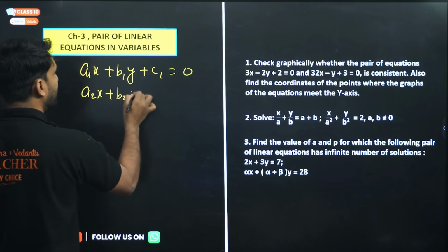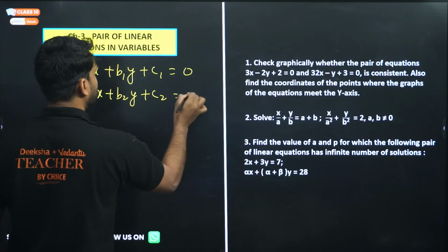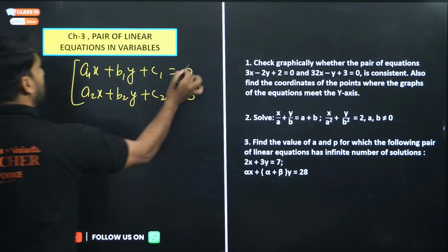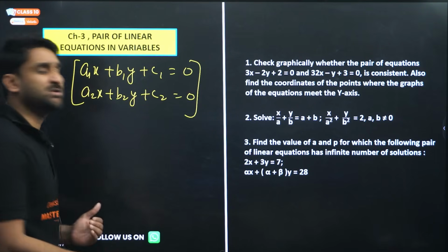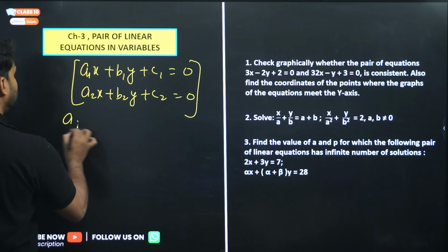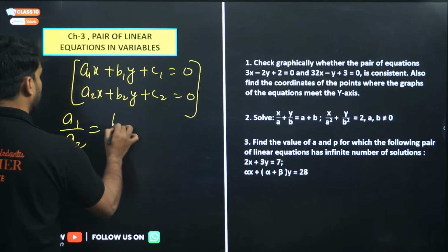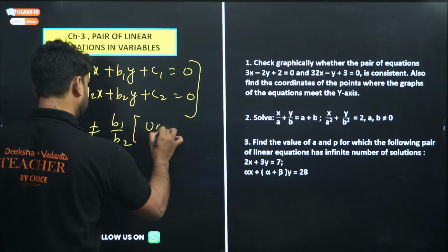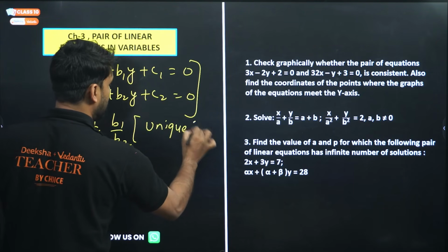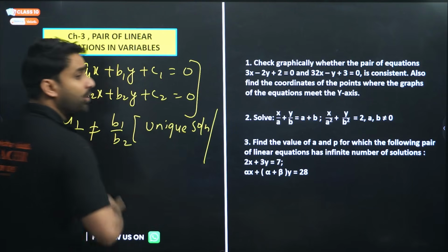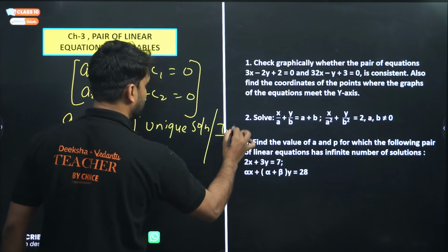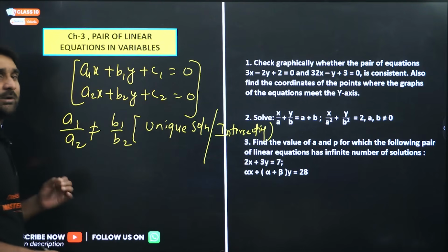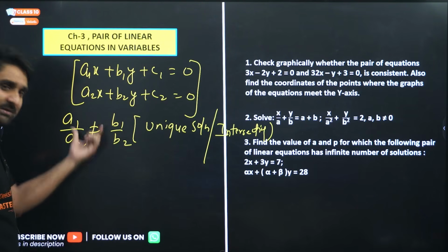a1x plus b1y plus c1 equals to 0, a2x plus b2y plus c2 equals to 0. So particularly in this chapter, you might get word problem questions and the coefficient comparison. If a1 by a2 is not equal to b1 by b2, you all know a unique solution will be there. Exactly one solution will be there, and on the graph, intersecting lines will be there. I hope you know this. So please go, and particularly in this chapter, revise this portion.